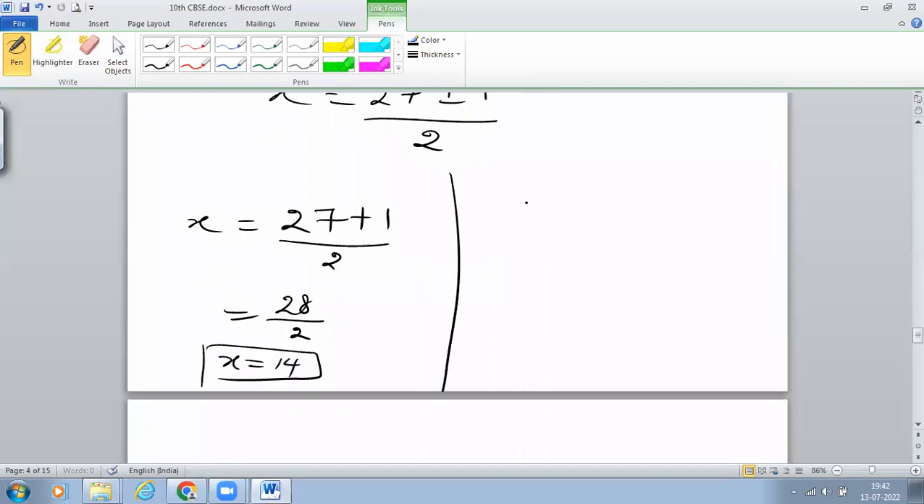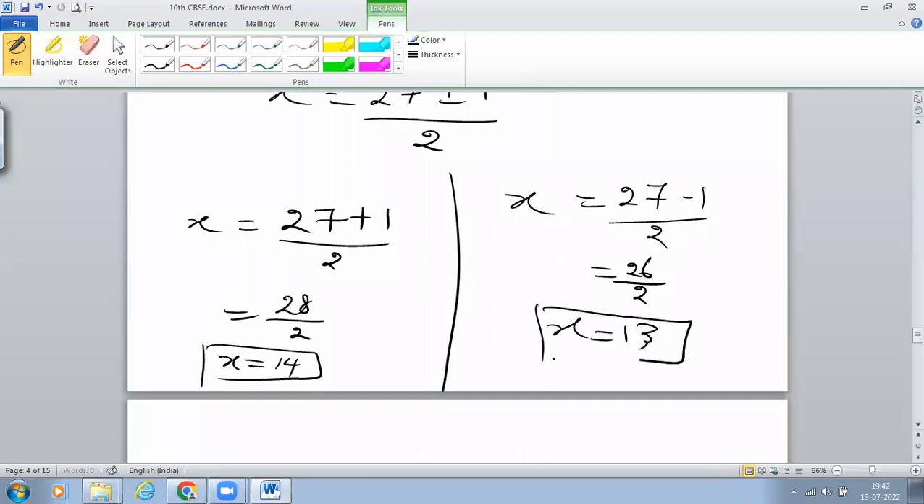And for the other answer, we use the minus sign. x is equal to 27 minus 1 by 2. What is 27 minus 1? 26. 26 by 2 is 13, right? So x is equal to 13. Please write. So we got two values for x. One is 14 and the other is 13.